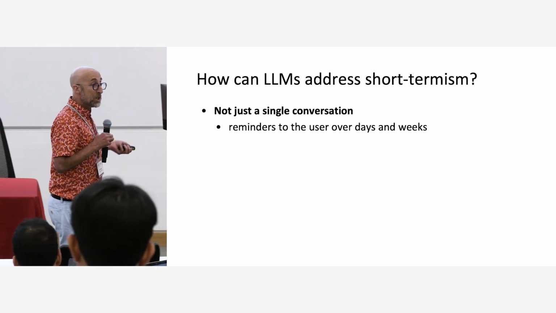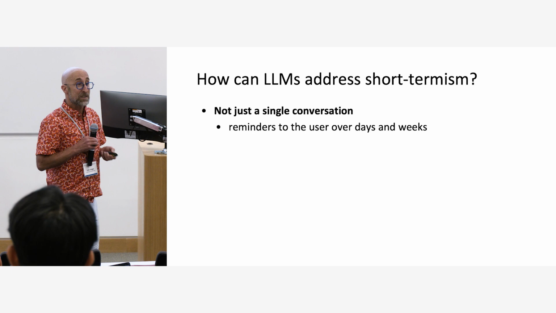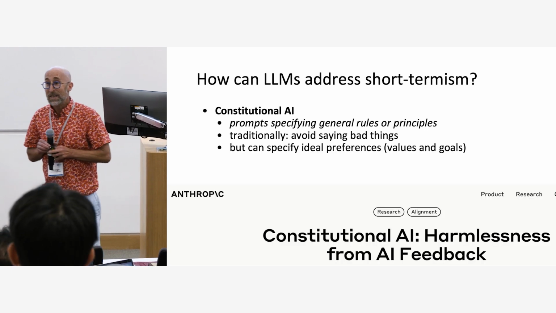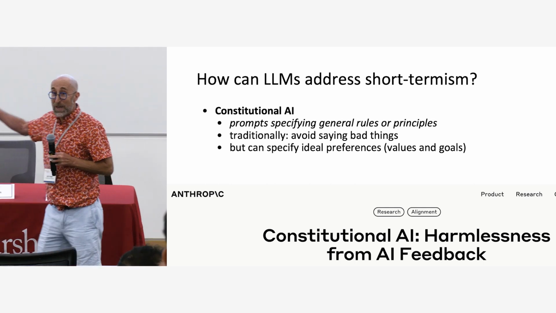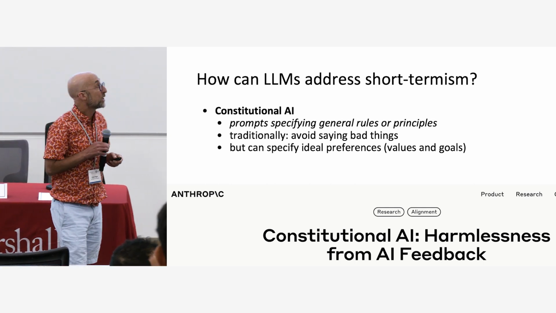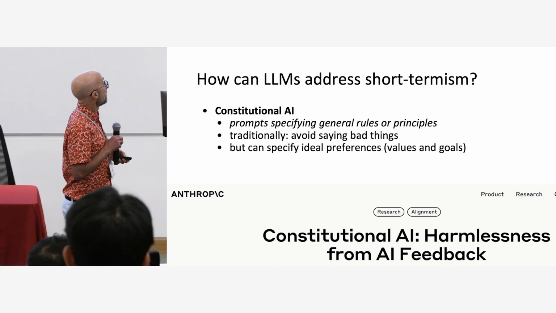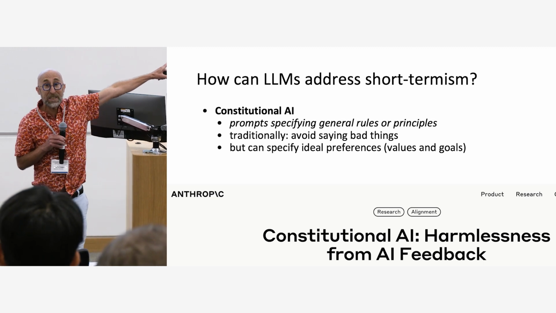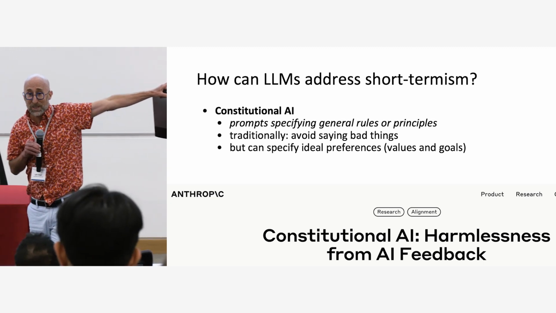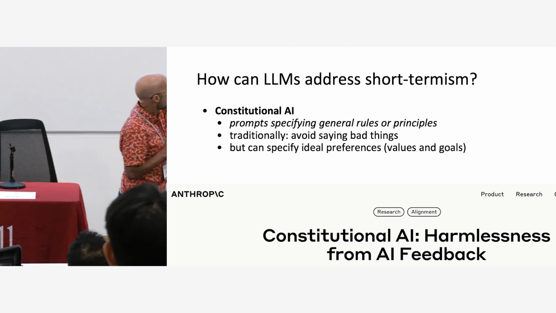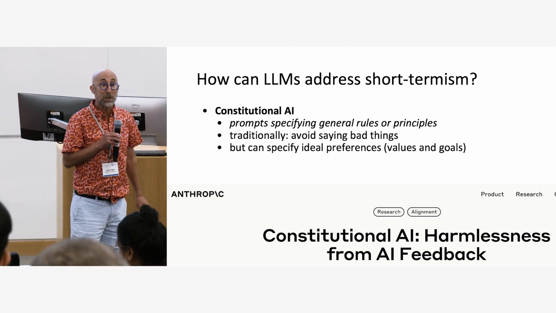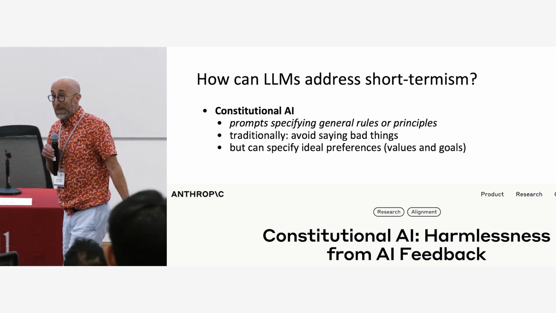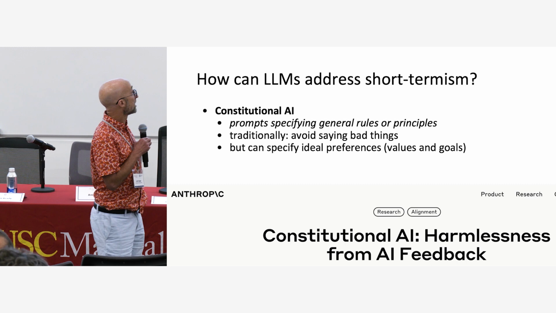But I think the more interesting, more subtle piece is something that goes by the name of constitutional AI. And the idea is to tell the large language model, this is what I want. And traditionally, this is avoiding saying bad things. If you look at Anthropic, they've just got a $4 billion commitment, first billion invested by Amazon. This is real money in alignment. And what are they trying to do? Constitutional AI, harmlessness from AI feedback. They're trying to not do damage. Good, I appreciate that. I wish they would do positive things as well.